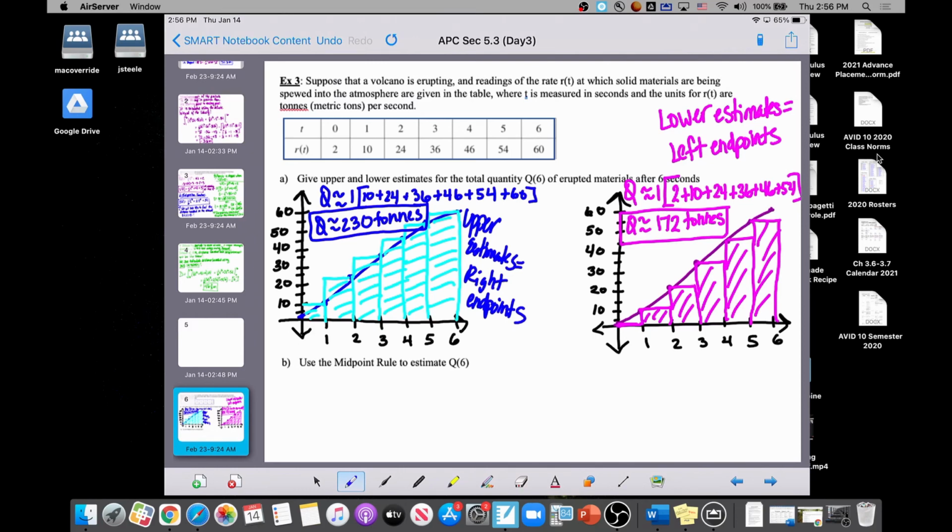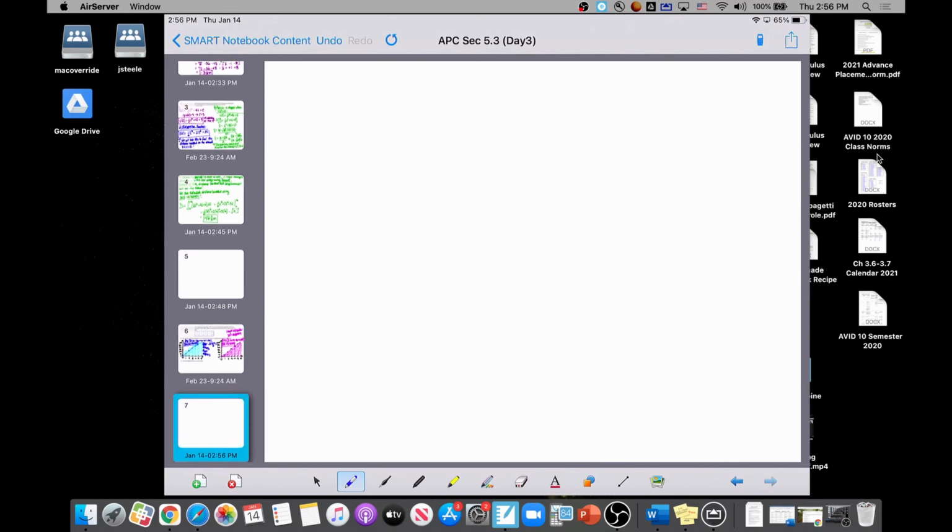And of course, we built 6 rectangles because they wanted us to find Q6, right? So our delta T here for these problems, I probably should have written this down first, was 6 minus 0 divided by 6. And that's how we knew that the base of each rectangle should be 1, right? But that was pretty intuitive, knowing that we needed to build 6 rectangles, and we went from 0 to 6 on our x-axis. All right, so now part B asks us to use the midpoint rule to estimate Q6, okay?